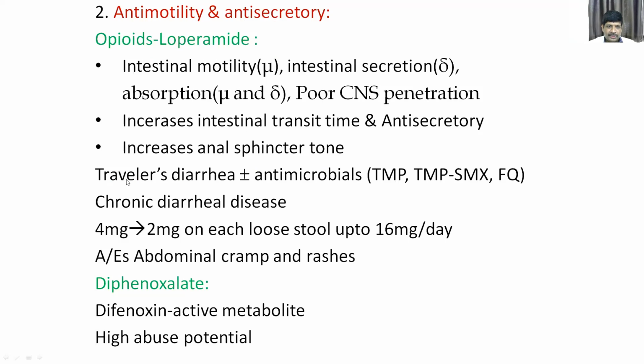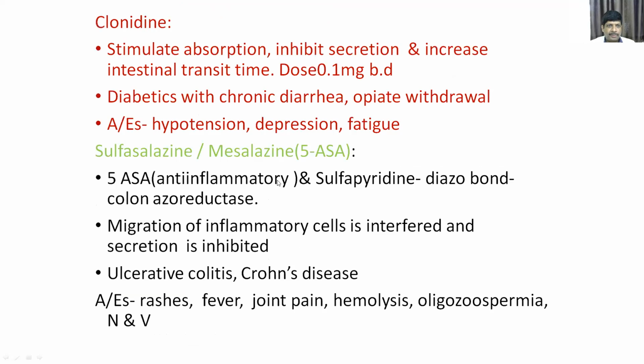Where can it be used? It can be used in traveler's diarrhea, with antimicrobials like trimethoprim sulfamethoxazole, that is cotrimoxazole, or fluoroquinolone. Also in chronic diarrheal diseases. Clonidine can also be given where? In case of diabetes with chronic diarrhea, opioid withdrawal, hypotension, depression or fatigue. Then sulfasalazine or mesalazine. This drug many times you must have heard. This is 5-amino-salicylic acid, which has an anti-inflammatory effect.